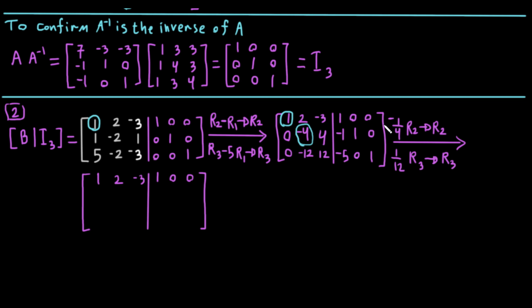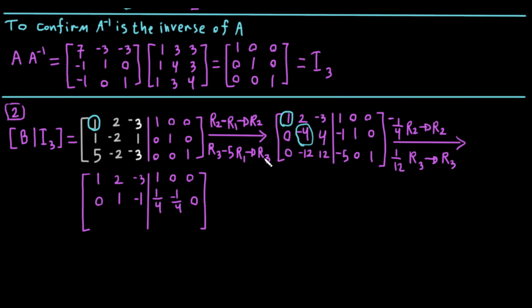Now 0 divided by negative 4 is 0. Negative 4 divided by negative 4 is 1. 4 divided by negative 4 is negative 1. Negative 1 divided by negative 4 is 1 over 4. 1 divided by negative 4 is negative 1 over 4. 0 divided by negative 4 is 0.